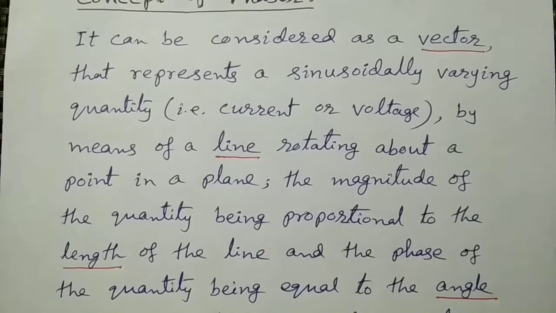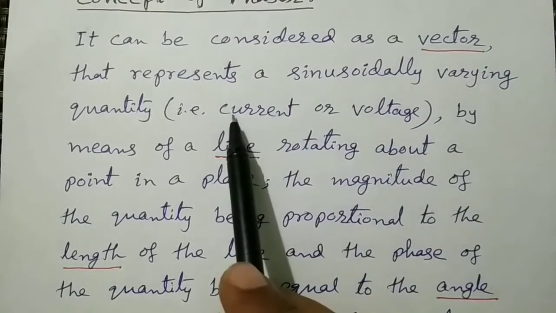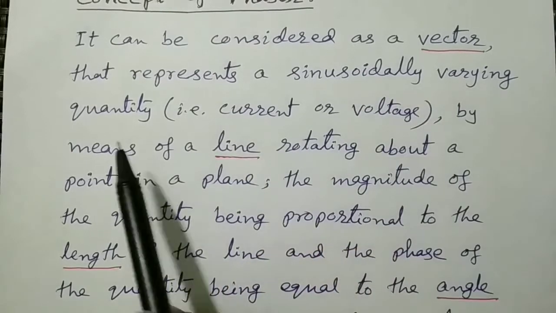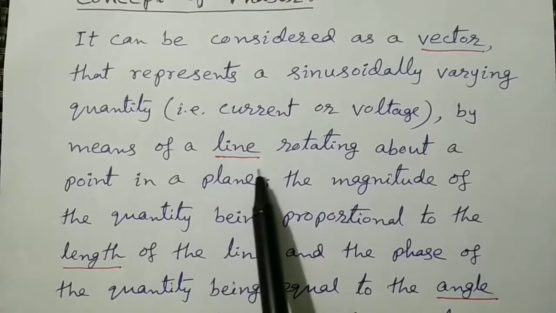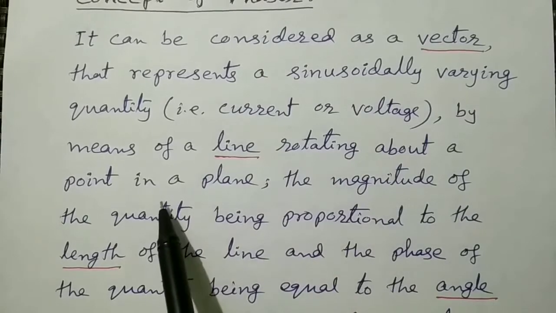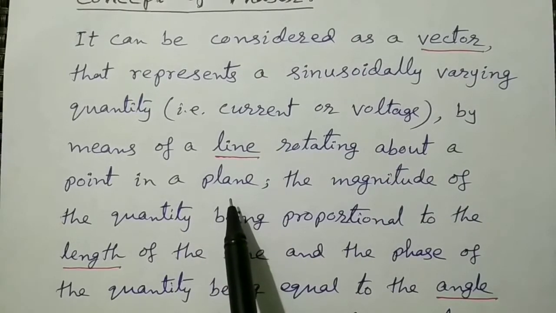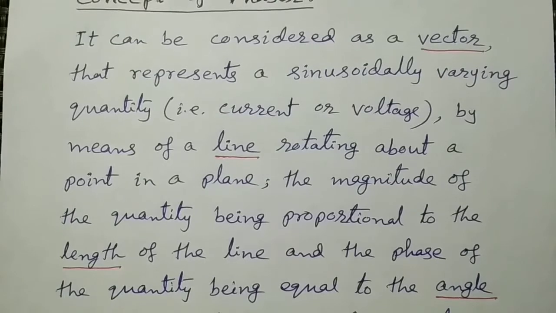I repeat again. Phasor can be considered as a vector that represents a sinusoidally varying quantity, that is voltage or current, by means of a line of definite length rotating about a point in a plane. Remember one thing, the phasor is considered to rotate in anticlockwise direction. Here the anticlockwise direction is considered as the positive direction, and if it is rotating in clockwise direction, then it will be considered as negative.